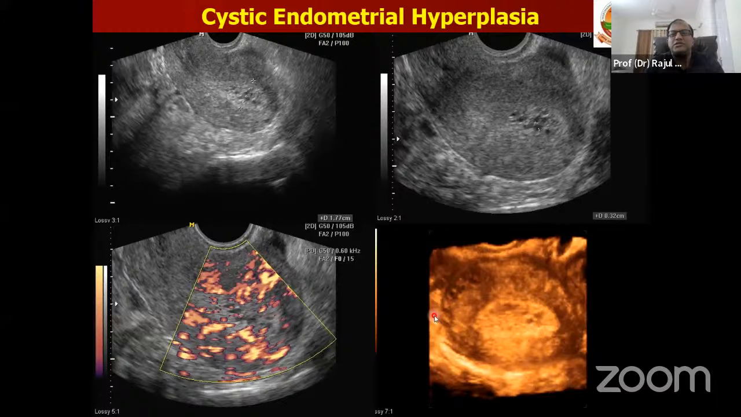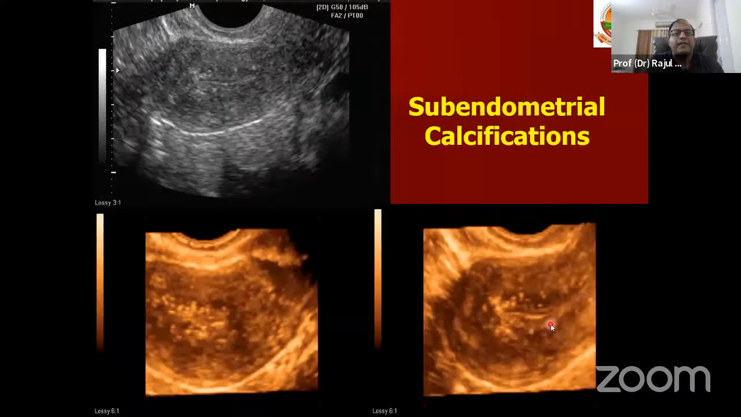There are certain diseases that we encounter while we are evaluating these patients. Among these, one is cystic endometrial hyperplasia. We can see a number of tiny cysts, a cluster of small cysts lying within a thickened endometrial echo complex. When we put on the power Doppler, we can see a lot of flow inside it, indicating hypervascularity. And this is a 3D image which is showing these small cysts very well.